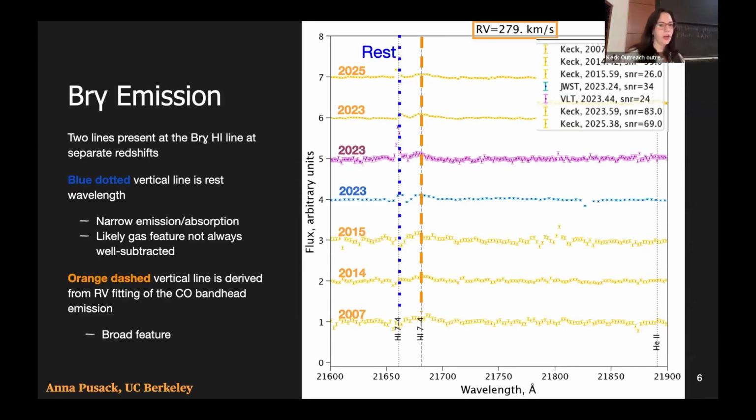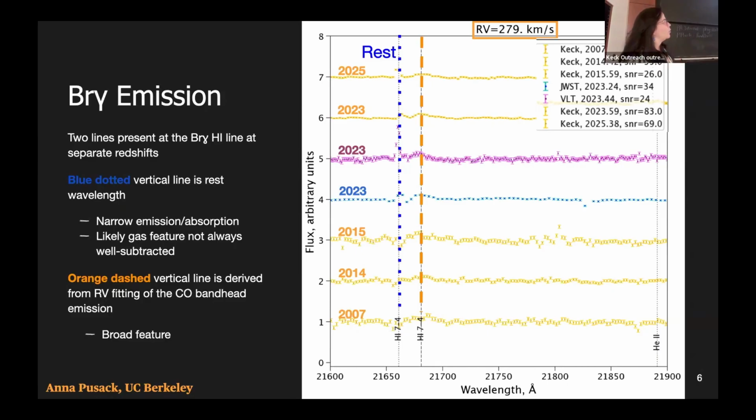of the KN3 filter. And this gives us a nice view of that Brackett gamma emission. What you'll see here is that I actually see two lines pretty consistently throughout. All the yellow here are the Keck epochs. The blue is that JWST epoch. And the purple is from data mining into the VLT ARIS data, but it's really quite noisy and I have to do a little bit more analysis there. But you can see that there are two clear lines that pop out for this Brackett gamma.